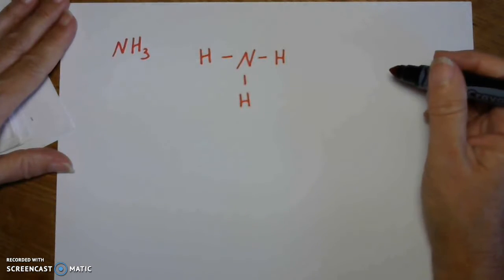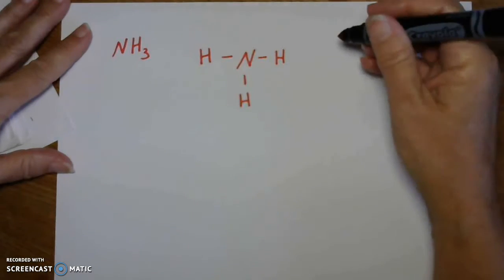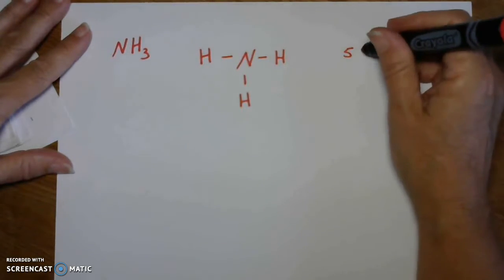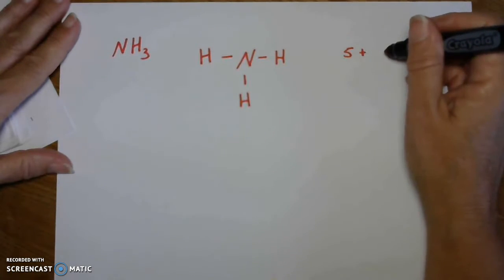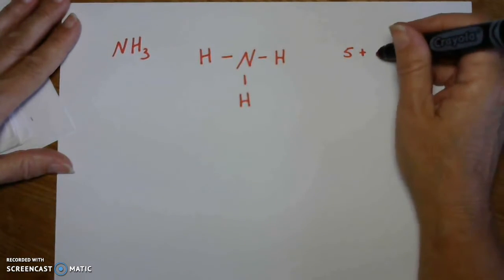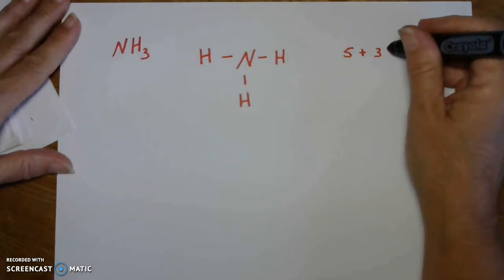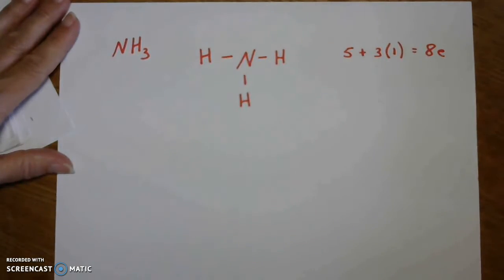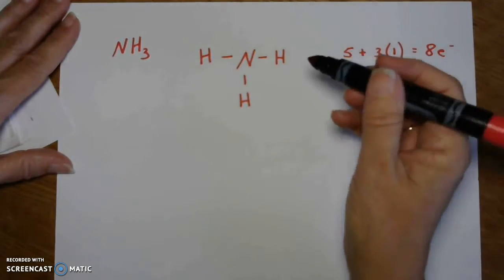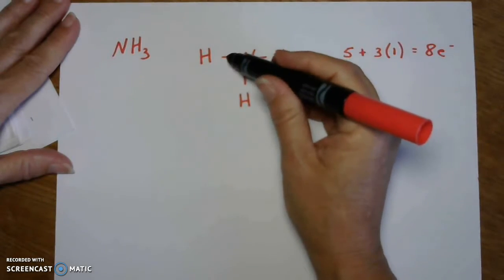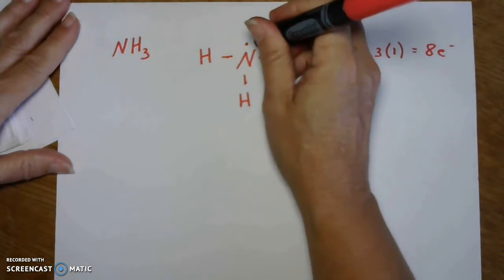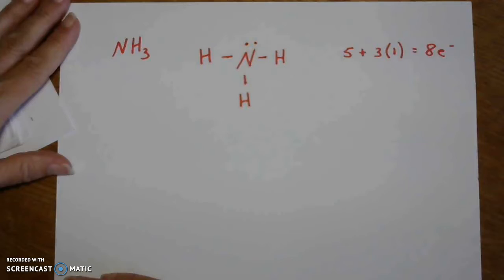Okay, we need to figure out how many electrons we're dealing with. Nitrogen is on the periodic table in the 5A column, so it has 5 valence electrons. Hydrogen is in the 1A column, so it has 1 valence electron, but there are 3 of them. So I have 3 hydrogens, each with 1 electron. That gives me 8 electrons to place. Now, I've already placed 2, 4, 6, and then 7, 8. That's the Lewis structure for ammonia.